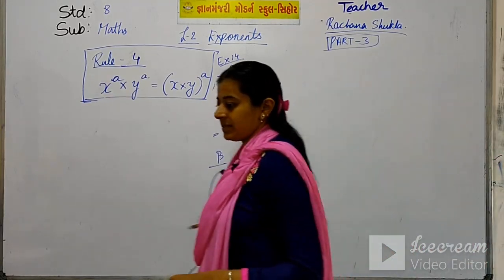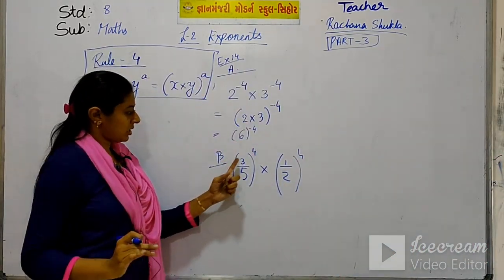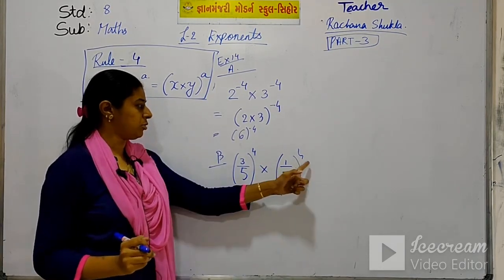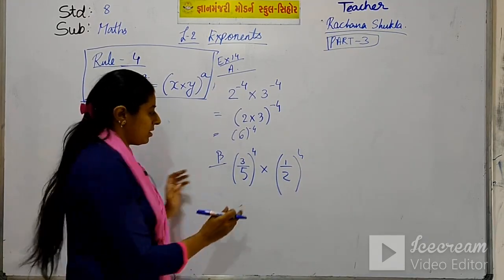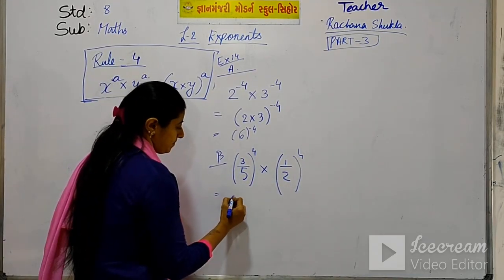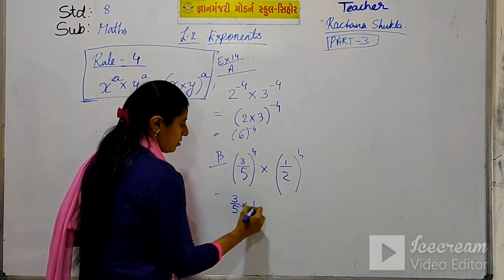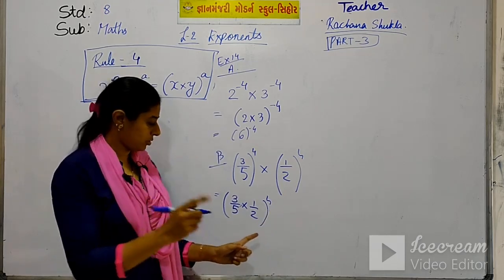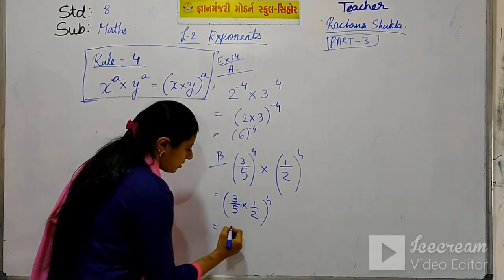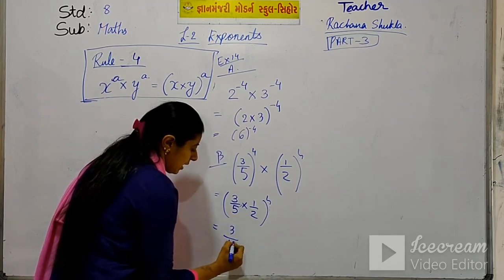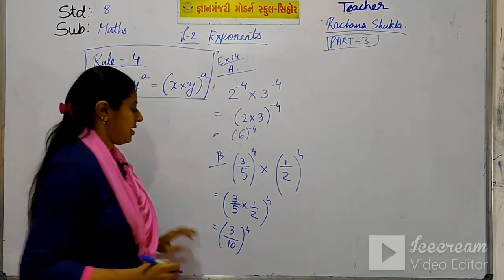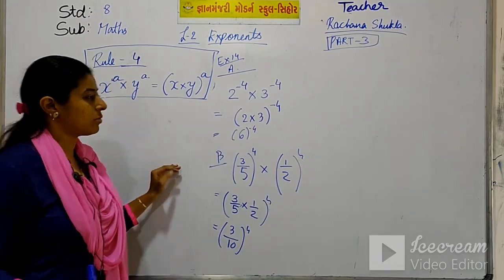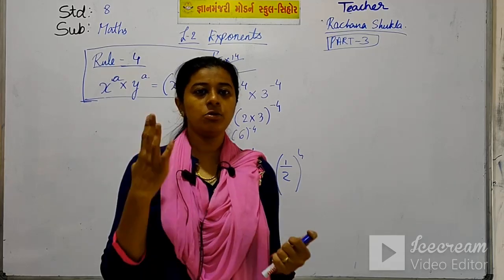Now let's see this sum. 3 upon 5 to the power 4 into 1 upon 2 to the power 4. Same thing. Multiply both these things, and 4 as common, only one 4. Then 3 1s are 3, 5 2s are 10, to the power 4. This will be your answer. Okay, so this was rule number 4. Now we will see rule number 5.